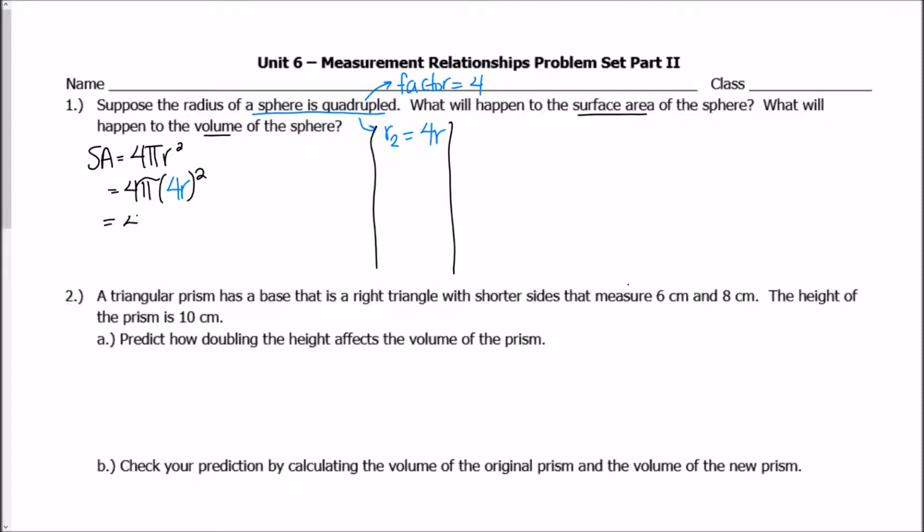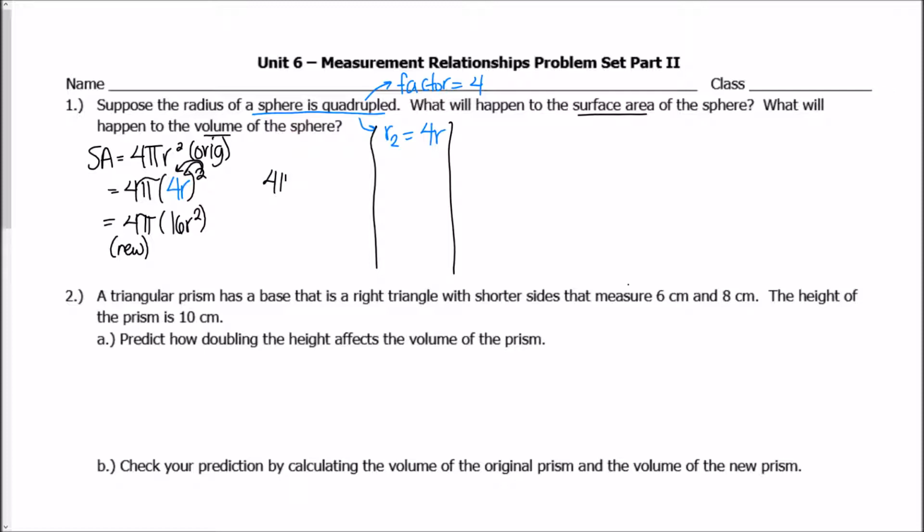So here it becomes 4 pi. Now I have to square everything inside of here. So it becomes 4 pi times 16r squared. Okay, this right here is the new surface area. This right here is the original surface area. And I want to figure out how many times bigger the new one is than the original one.